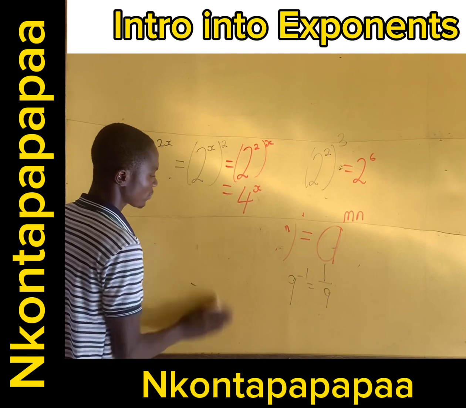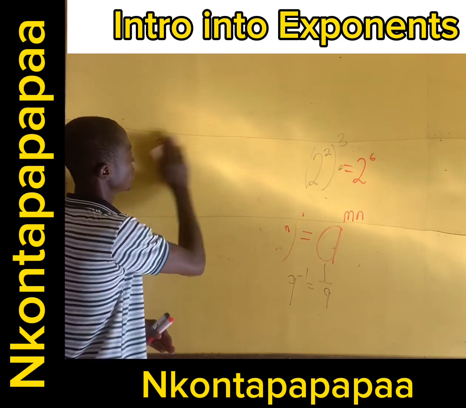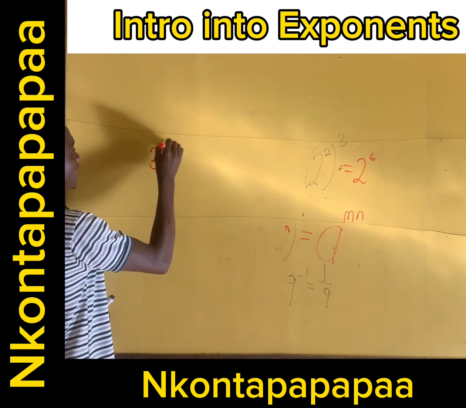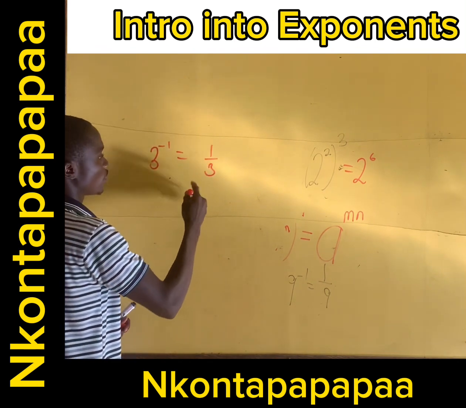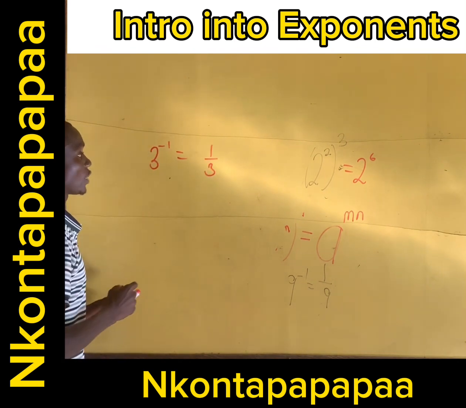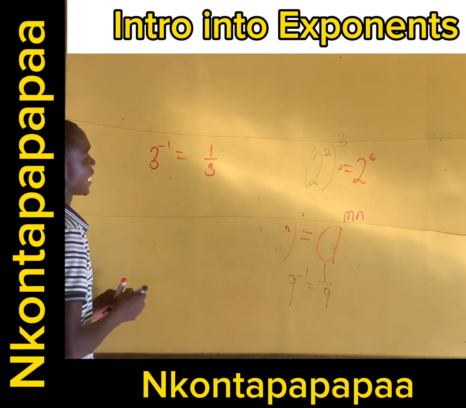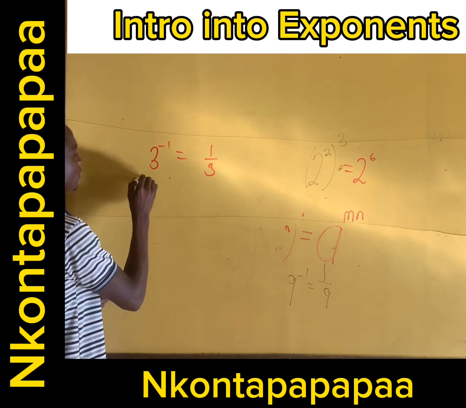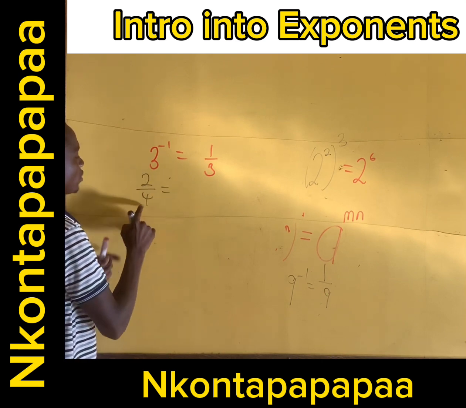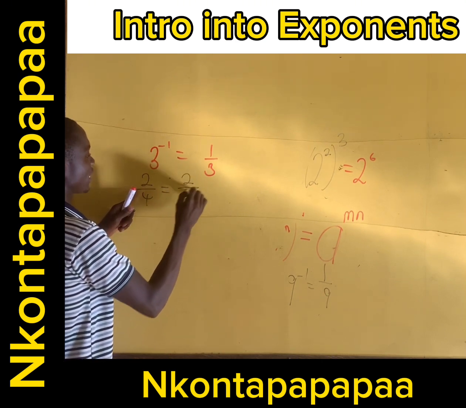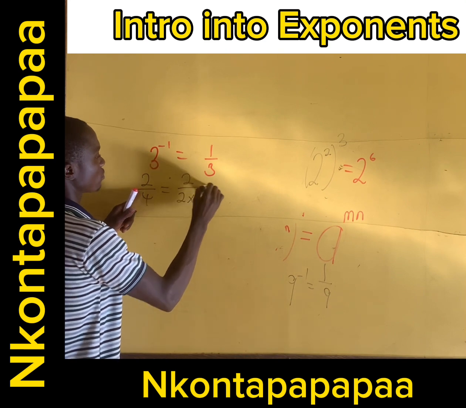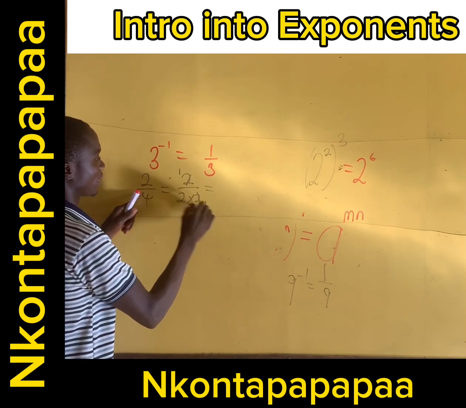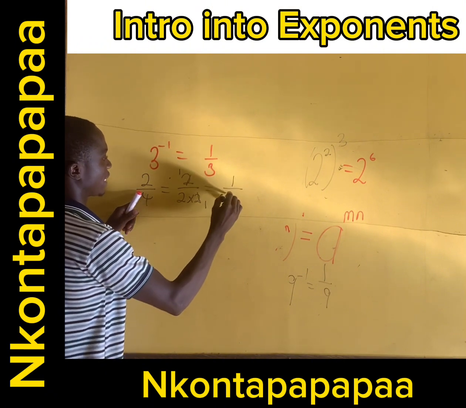Now, I have been using 1 divided by. I said that 3 exponent negative 1 is equal to 1 out of 3. So let me explain this to improve your understanding here. If I have, let's say, 2 divided by 4, see that this is the same as 2 divided by 2 times 2, right? 2 will divide to 1, 1. This will give me 1 divided by 2.